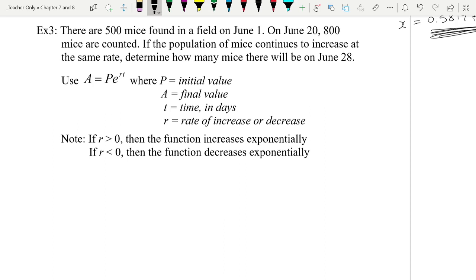Notice, if the R is greater than 0, then the function's increasing. If the rate is less than 0, the function's decreasing exponentially. Because, obviously, for radioactive decay, this R here would be a negative.